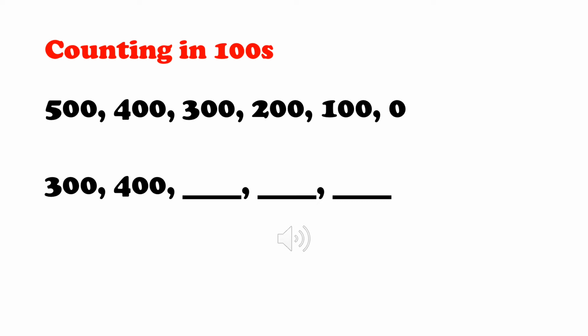And then I want you to look at the second sequence on this slide. We've got 300, 400. What do you think the next 3 numbers are going to be? Just have a think about that and see what you notice. Well done. The second one is ascending. We've got 300, 400, and then the missing numbers will be 500, 600, and 700. And you may have noticed when we're counting in hundreds like this, it's only the 100 digit that is going to change.